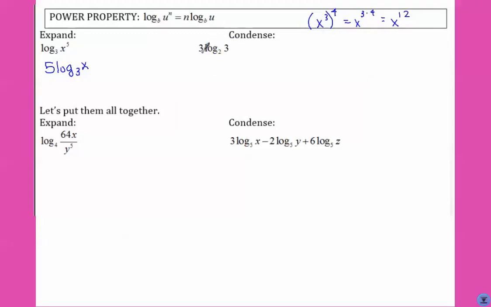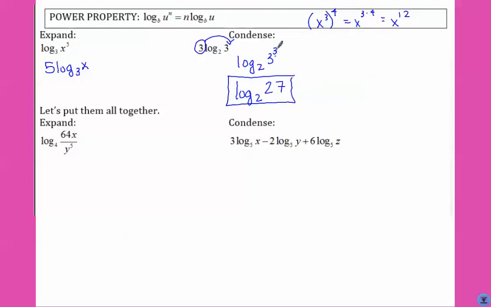And if we wanted to condense it, we would take the number out front and make it an exponent, log base 2 of 3 to the 3rd. Since we know that 3 to the 3rd is 27, we're going to rewrite it as log base 2 of 27.